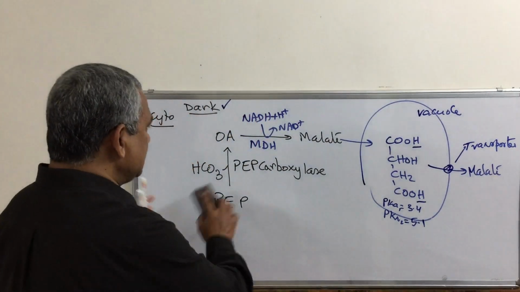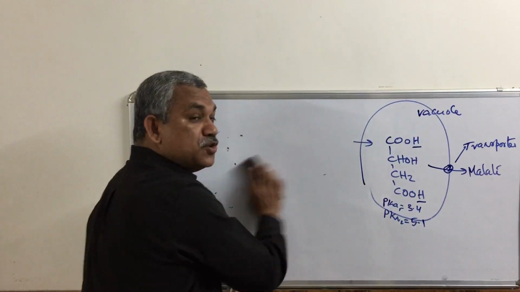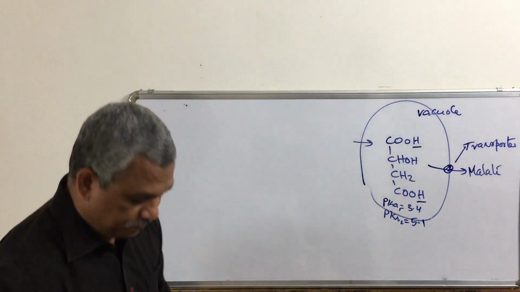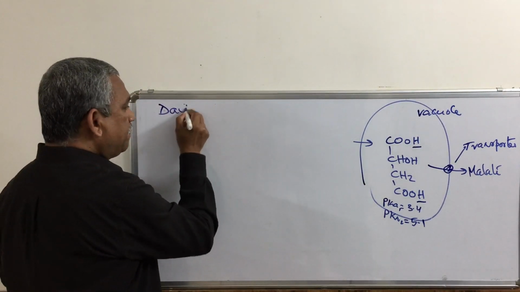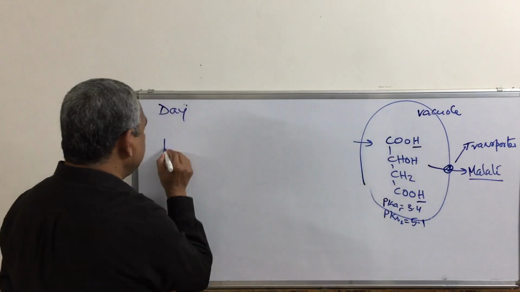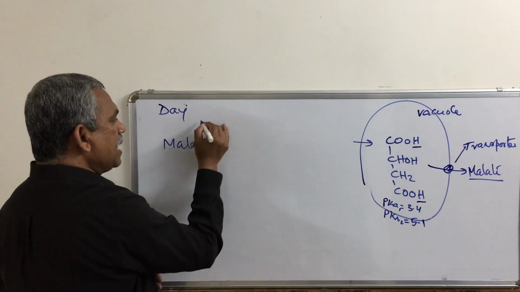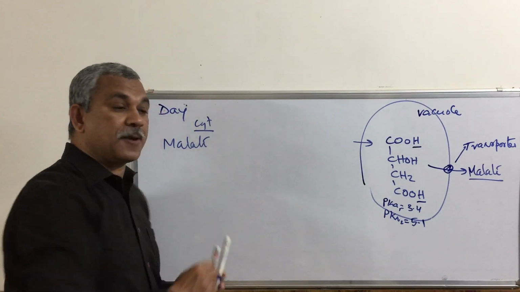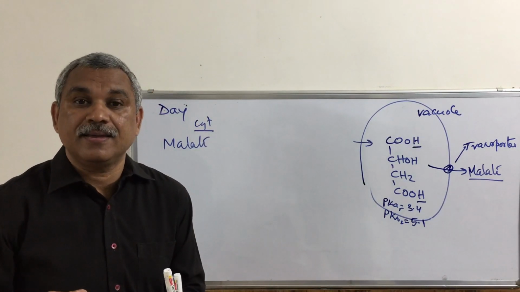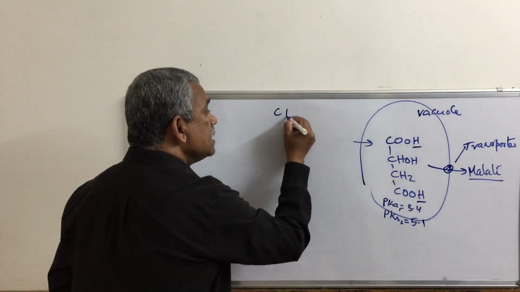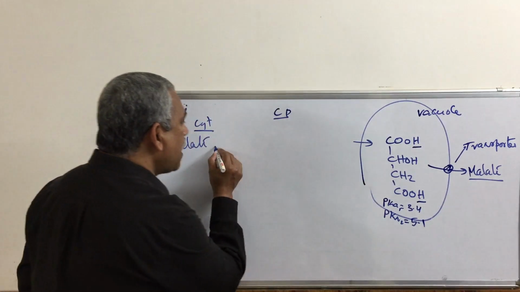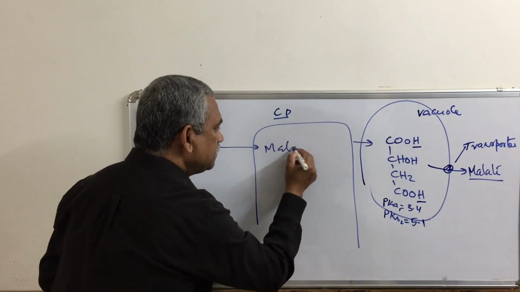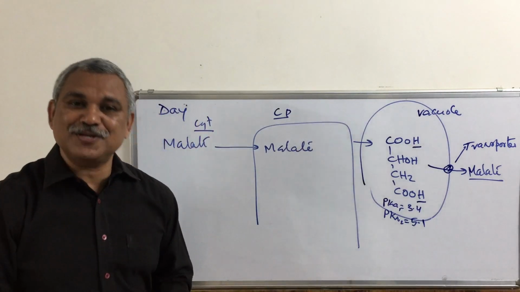Let me create a little space. Once this is clear, now we are getting into what happens during daytime. So during daytime, this malate which is released is now in the cytoplasm. This malate released into the cytoplasm is taken up by the next cell organelle, the chloroplast. So this malate will get into the chloroplast. So here is the malate. This is a 4-carbon compound.